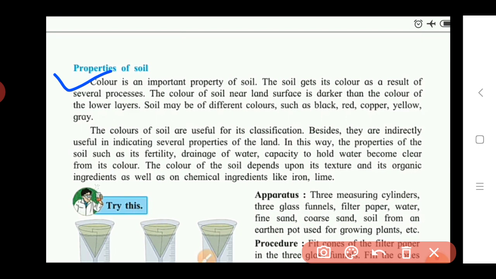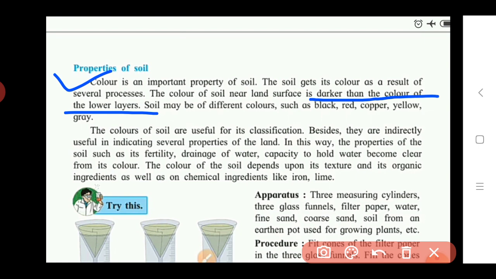The color of the soil near the land surface is darker. If the soil is present near the land surface, where all the earth is covered by land, the color of the soil is darker than the color of the lower layers. You also studied the layers of the soil, okay? Near the land surface, the soil layer is very dark, but when we go below the earth surface, the color changes. It is not as dark as the upper layer.